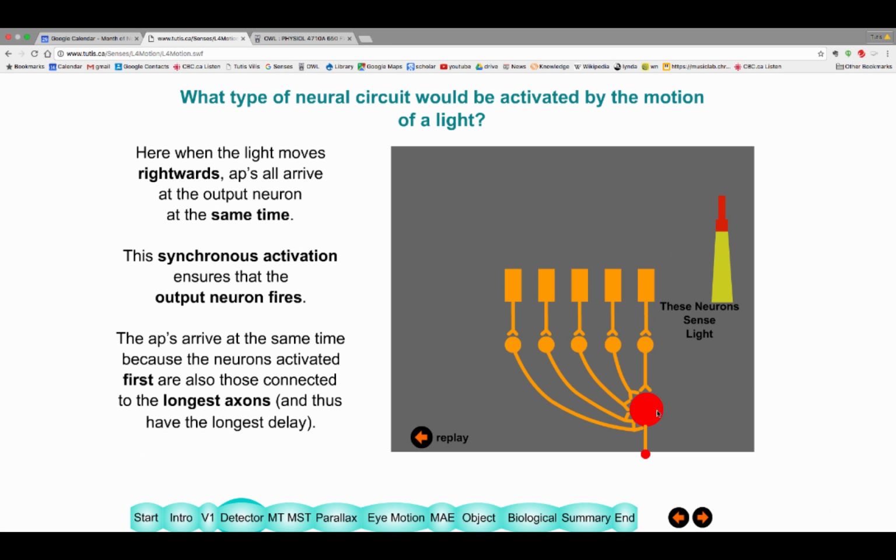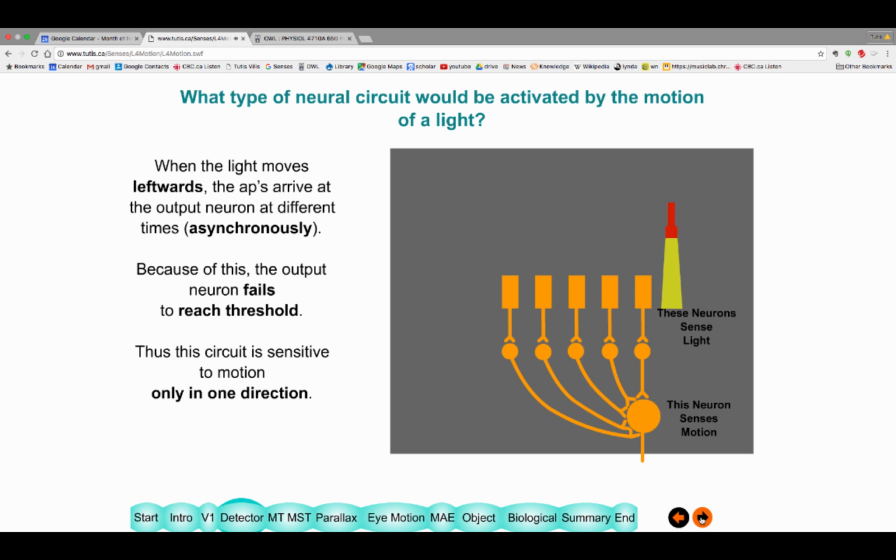And in order to arrive at the same time, this axon has to be a little bit longer, because the light hit this receptor first, and this a little less long, and this is the last one to be hit, so its axon is the shortest. If it's arranged this way, all these action potentials will hit this at the same time, and the cell will fire. We'll watch that again.